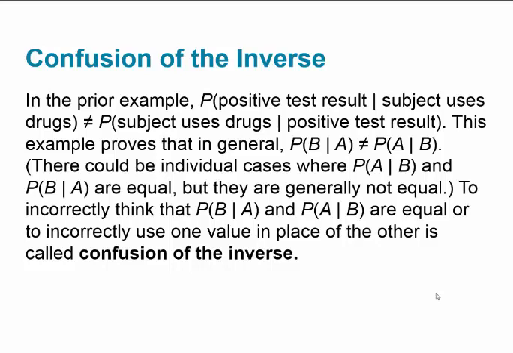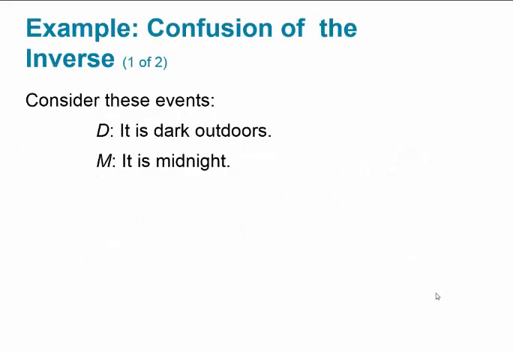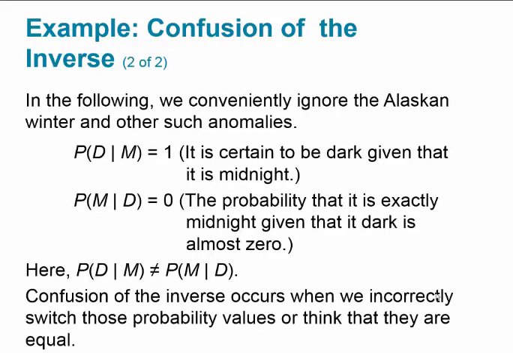To incorrectly think that the probability of B given A and the probability of A given B are equal, or to incorrectly use one value in place of the other, is called confusion of the inverse. Consider these two events: D is dark outside, M is midnight. In the following, we conveniently ignore the Alaskan winter and other such anomalies. So the probability of D given M is equal to 1. It is certain to be dark given that it is midnight.